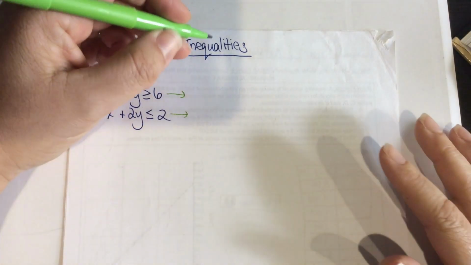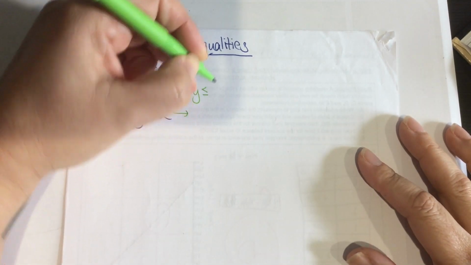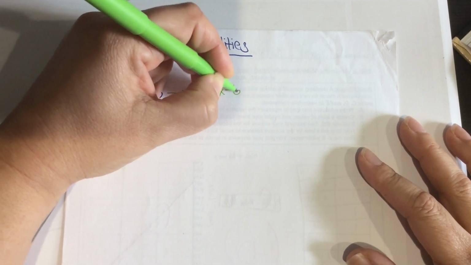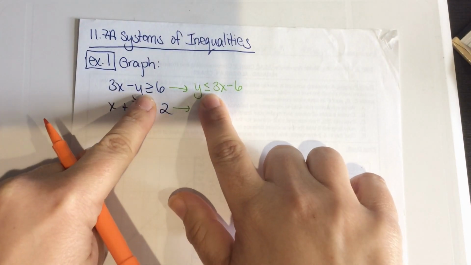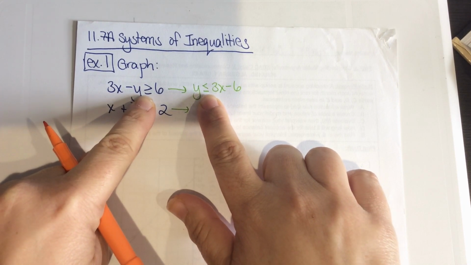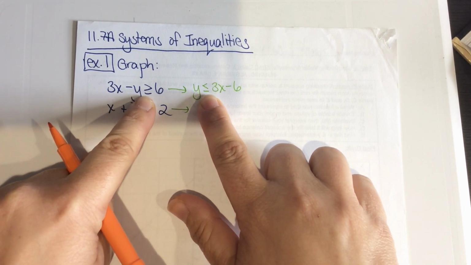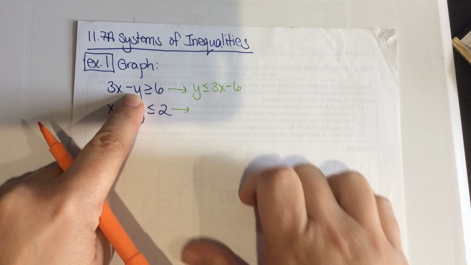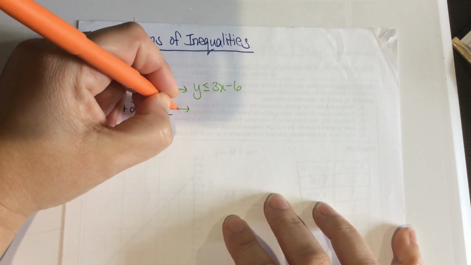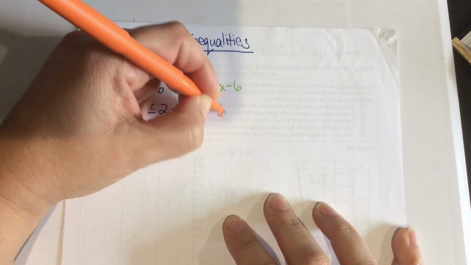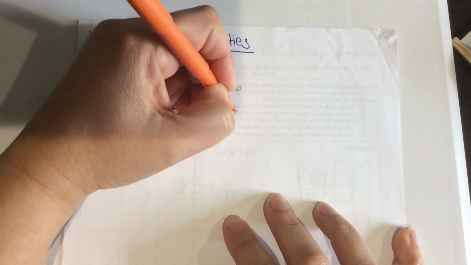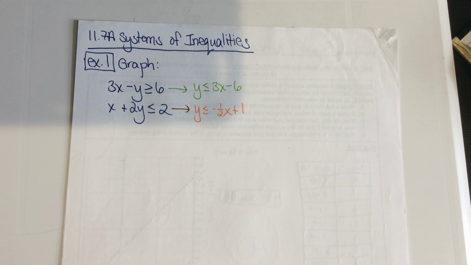Okay, so on this one, we're going to get... Actually, I'm going to color code these. I'm going to do these in different colors. Now, hopefully you know why it switched from a greater than or equal to a less than or equal to, right? Because at some point we divided by a negative, so we had to flip it. And here we're going to have that. Okay, and then we're going to graph.